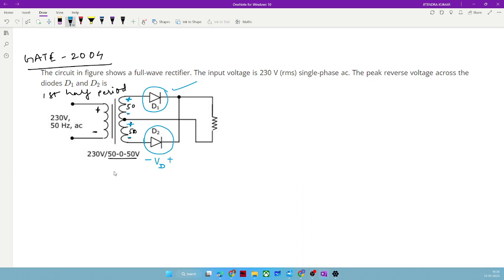So now we just need to apply KVL. I can go in this manner, and apply the KVL, and I can write minus VD plus 50 volt, and again plus 50 volt is equal to 0. So we will get VD is equal to 100 volt. Is it correct? VD 100 volt.